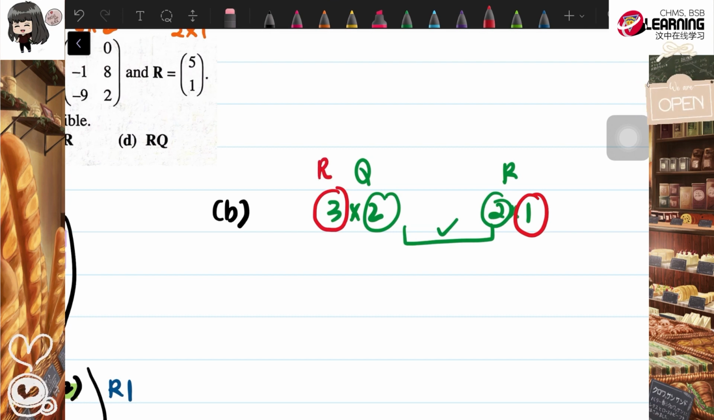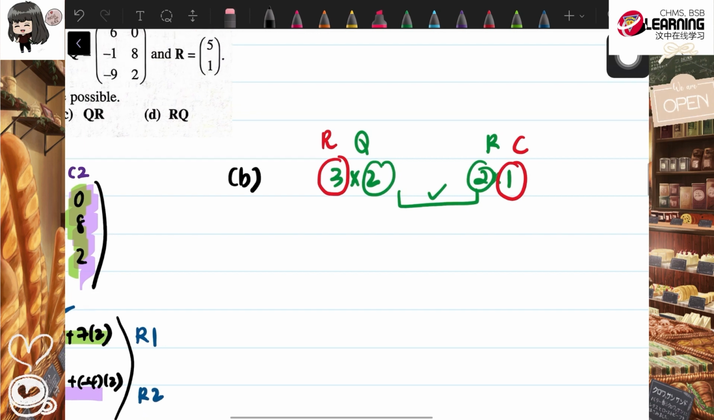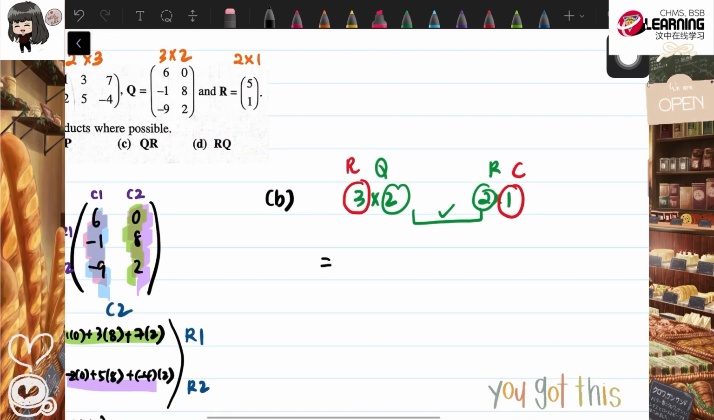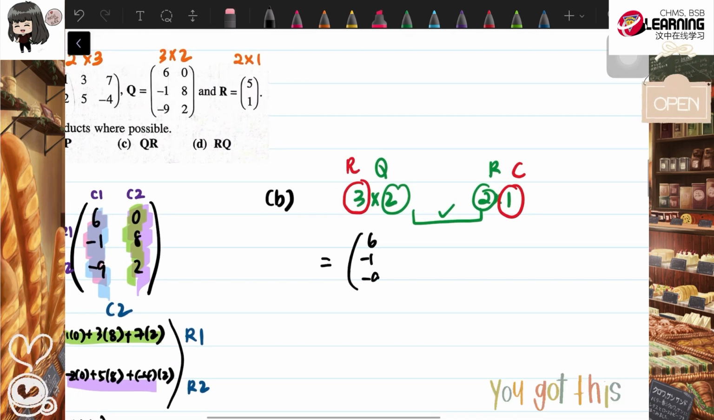This is row, this is column. This is row by column, by the way. So we are taking the row from matrix Q and multiplying with the column from matrix R. How do we do that? Let's copy down the question first. 6, negative 1, negative 9.